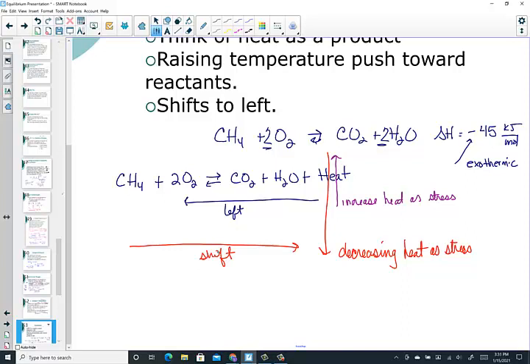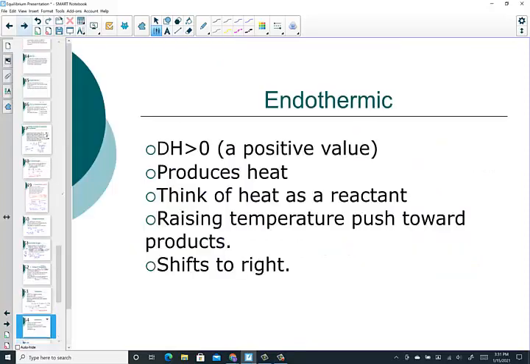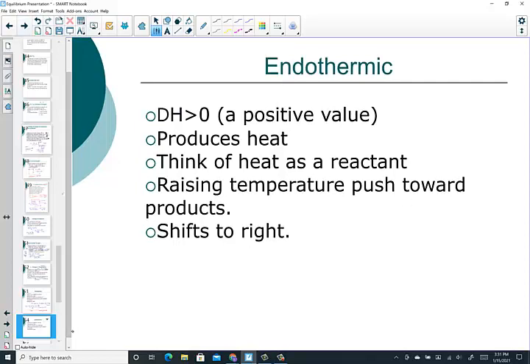Treat heat as a product coming out of the equation. What about endothermic? If we have an endothermic reaction and the delta H comes out to be a positive number, I want you to think of that as absorbing heat. Just like a reactant, you have to place heat in to get the reaction going. So let's say, for example, elemental hydrogen plus iodine combine to make 2HI. And the delta H for this reaction is given as positive 100 kilojoules per mole.